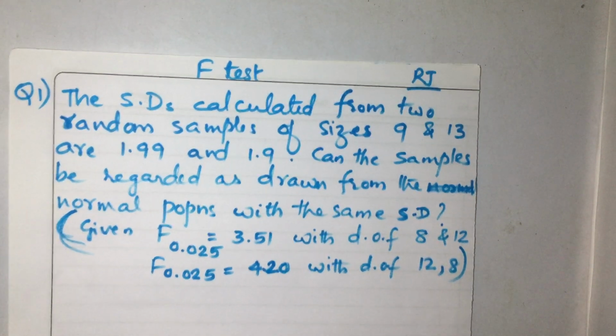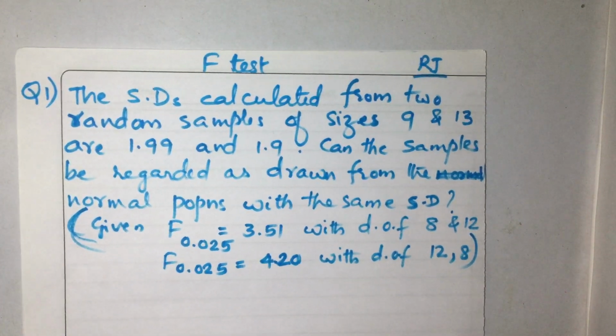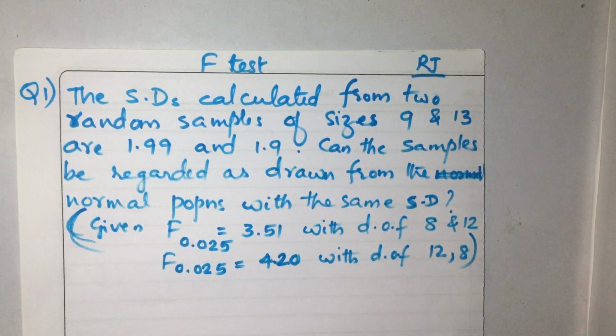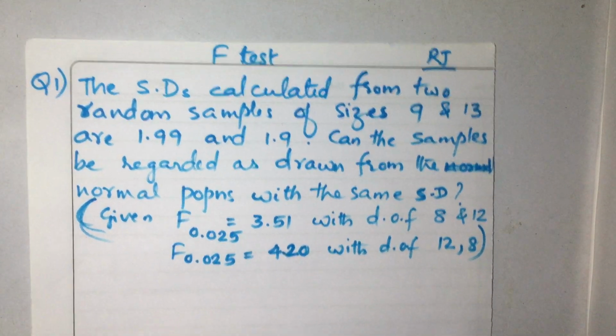Let's do some problems related to F test. So please read this question well. The standard deviations calculated from two random samples of size 9 and 13 is given as 1.99 and 1.9. So let's write what is given.